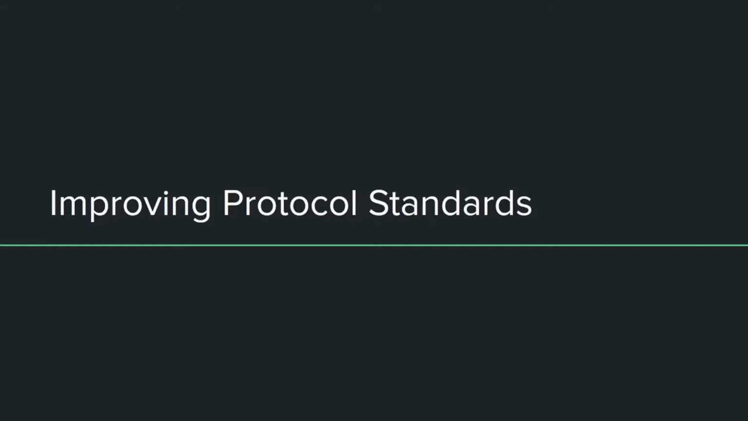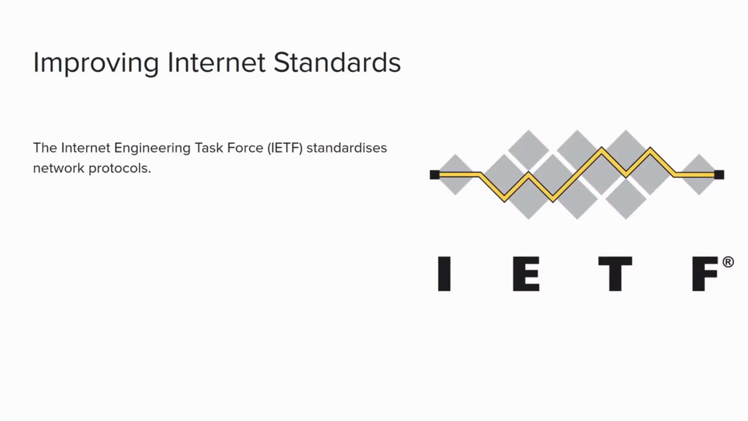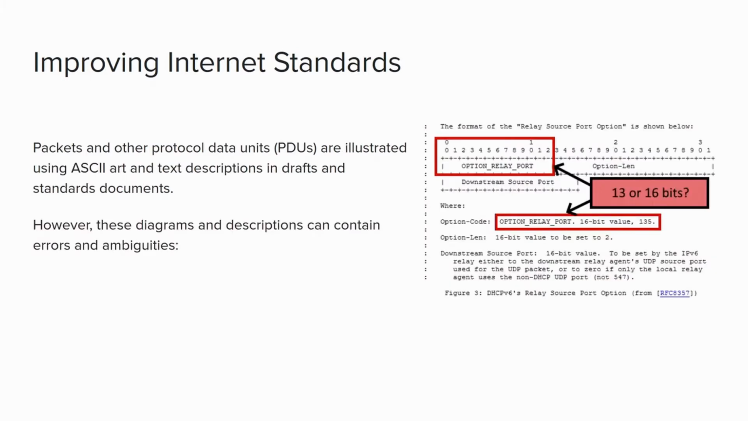So, Improving Protocol Standards. The Internet Engineering Task Force standardises network protocols. These are initially presented as drafts to working groups and then become official standards after further review. However, even after all of this peer review from several different sources, mistakes still sometimes appear in these standards documents.